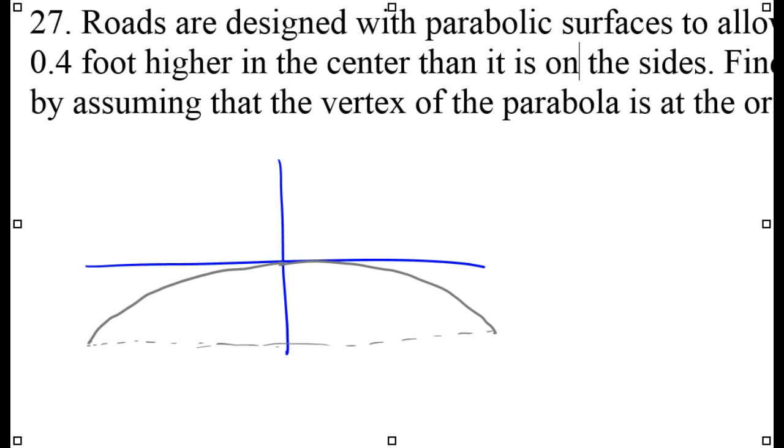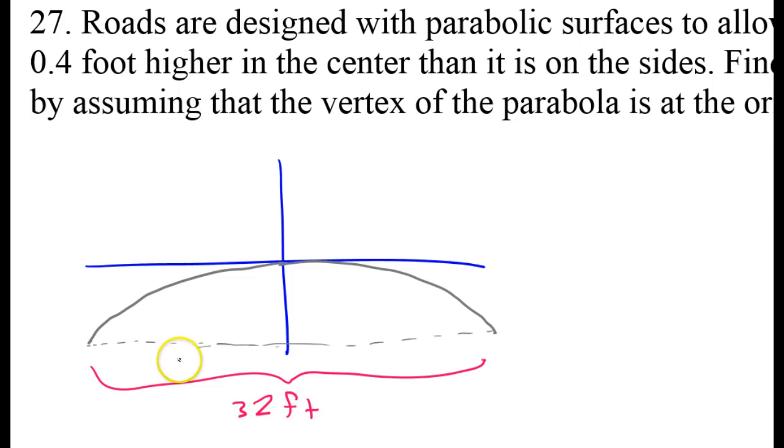Now, this is the curvature of the road. Of course, I've exaggerated greatly the curvature of the road. Roads are not this round, but I just want you to be able to see the curve happening. Now, the road is supposed to be 32 feet wide. So that means 16 feet to the left of the center and 16 feet to the right of the center.